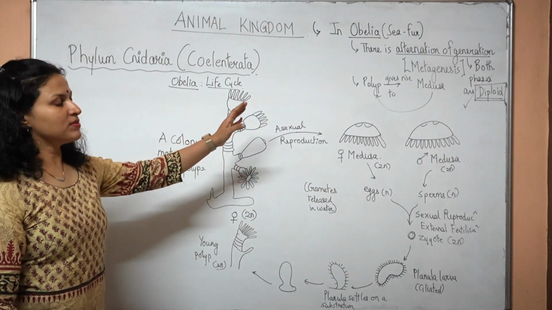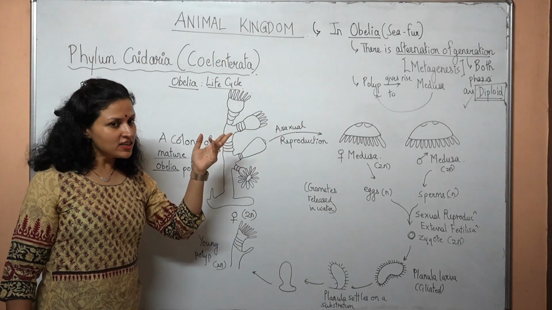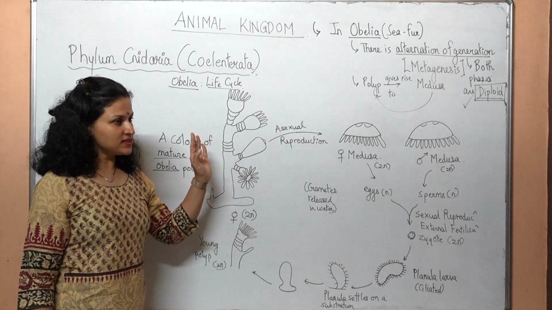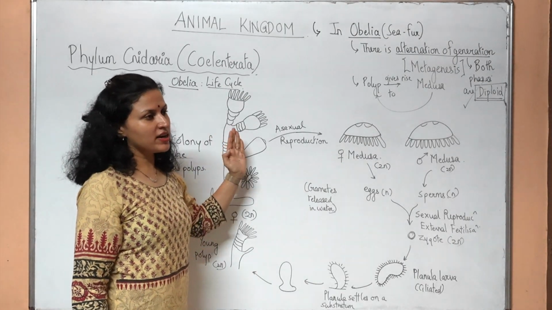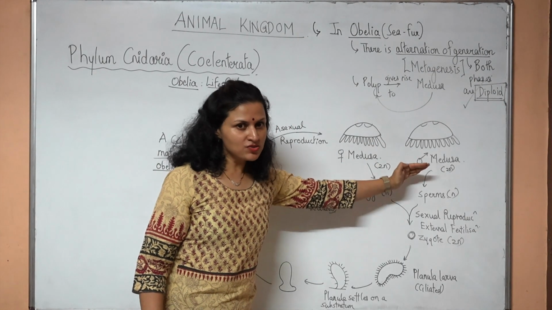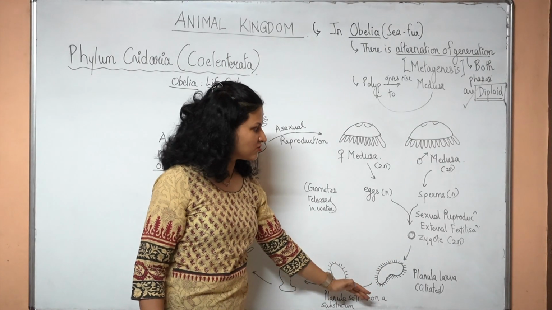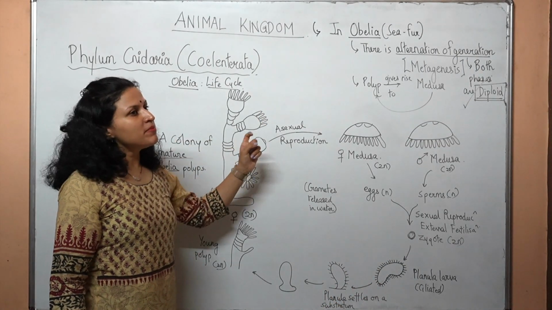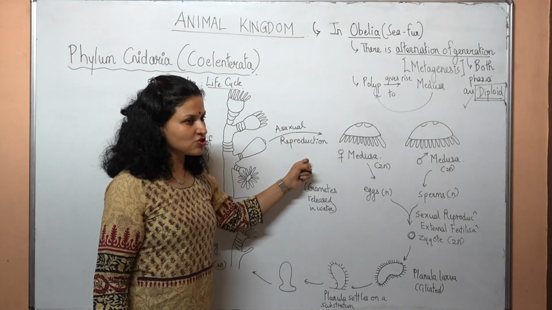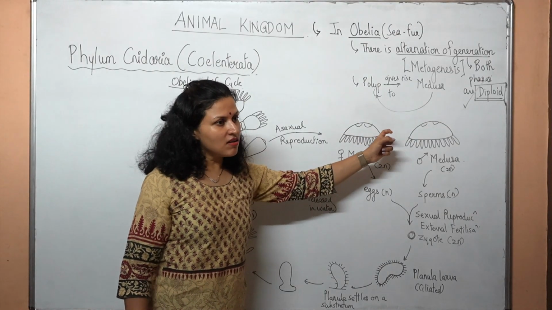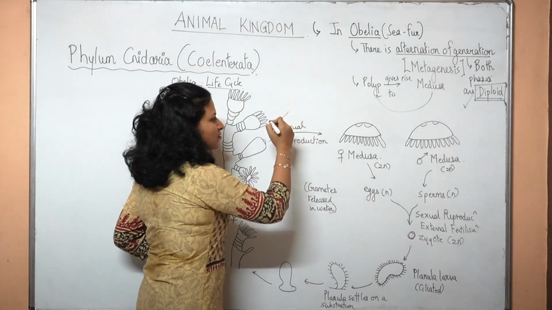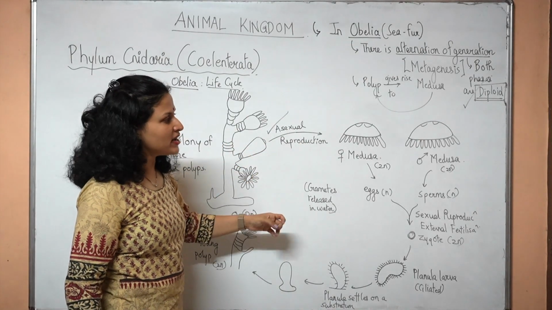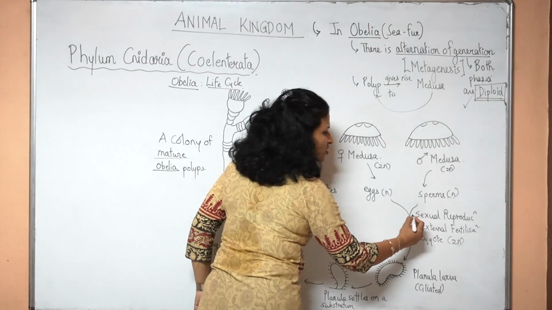So what did you learn from this life cycle? You learned alternation of generation. Metagenesis is seen clearly in this life cycle. What do you see? That the polyp stage is giving rise to medusa stage, and the medusa stage is then giving rise to the polyp. The polyp forms the medusa by asexual reproduction, and the medusae form the polyp by sexual reproduction. This is very important. Polyp to medusa is asexual reproduction, and medusae to polyp is sexual reproduction.